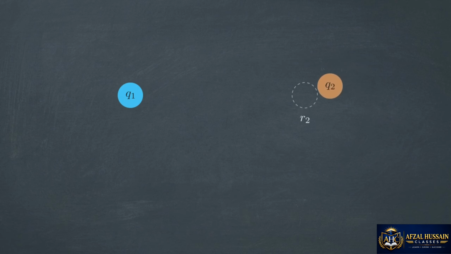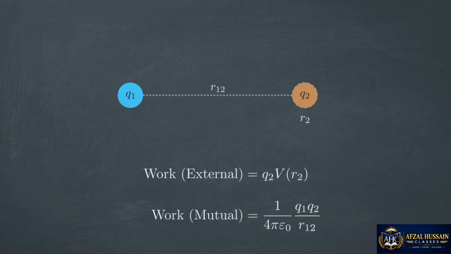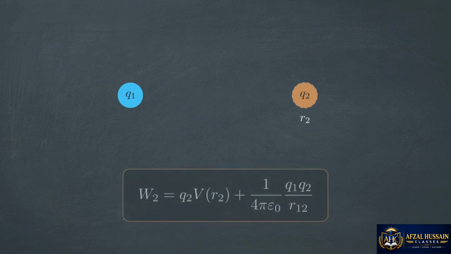The total work done on Q2 consists of two distinct parts to account for both fields it must overcome. Part A is the work to overcome the background external field, which is Q2 multiplied by the external potential at R2. Part B is the work against Q1's electric field, with the distance between charges defined as R12, multiplying Q1's Coulomb potential by Q2 gives the mutual interaction work. Summing these parts defines the total work, W2, to add the second charge.